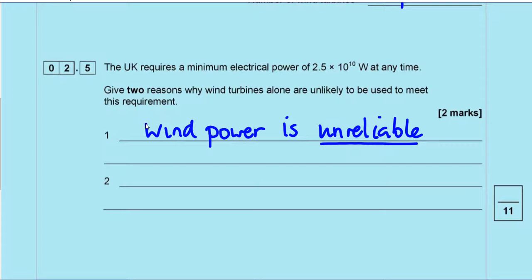Now, the second thing that we could say from the calculation that we've just done is that we needed 1,500 of those wind turbines to match what one nuclear power station would produce, which is again another factor of 10 smaller than what the UK actually needs. So we could do a calculation to see exactly how many wind turbines we would need to meet this figure, and we'd need an awful lot of them. But it's fine for us just to say we would need a very large number of wind turbines.